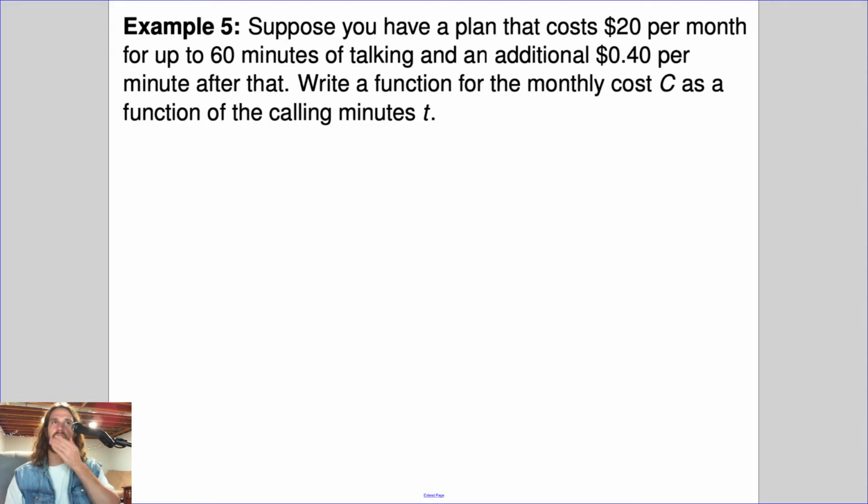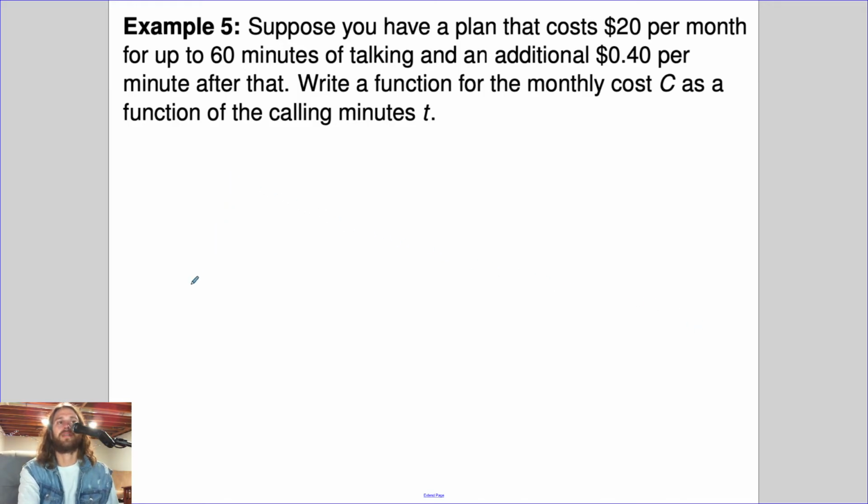Okay, let's do an actual example. This one is not a step function, but it is a piecewise function. Suppose you have a plan that costs $20 per month for up to 60 minutes talking, and an additional 40 cents per minute after that. Write a function for the monthly cost C as a function of the calling time.